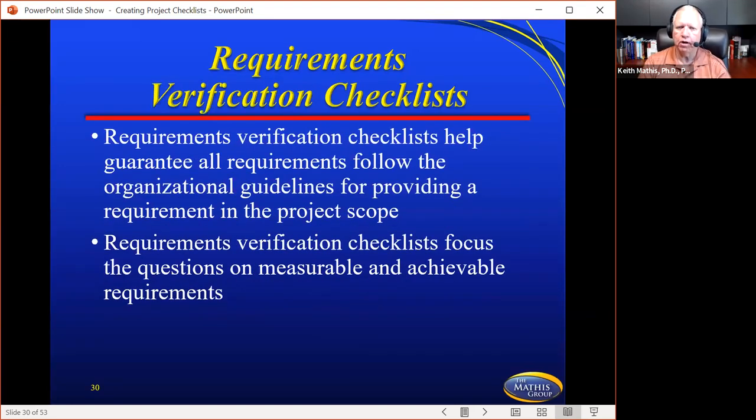Some will have a requirements verification checklist. It helps guarantee all requirements follow the organizational guidelines for providing a requirement in the project scope. It focuses on the questions on measurable and achievable requirements. What this does is take it away from some of the loosey-goosey kind of requirements that we've all seen, where the customer says, well, I'll know what that requirement is, or I'll know if we reach it when I see it. And so you're trying to hit this gray area that the customer has in their head, and nobody wants that kind of requirement. So requirements verification: is this measurable? Is it agreed upon? Is this a requirement that we think we can reach? All of those are some of the components with requirements verification.